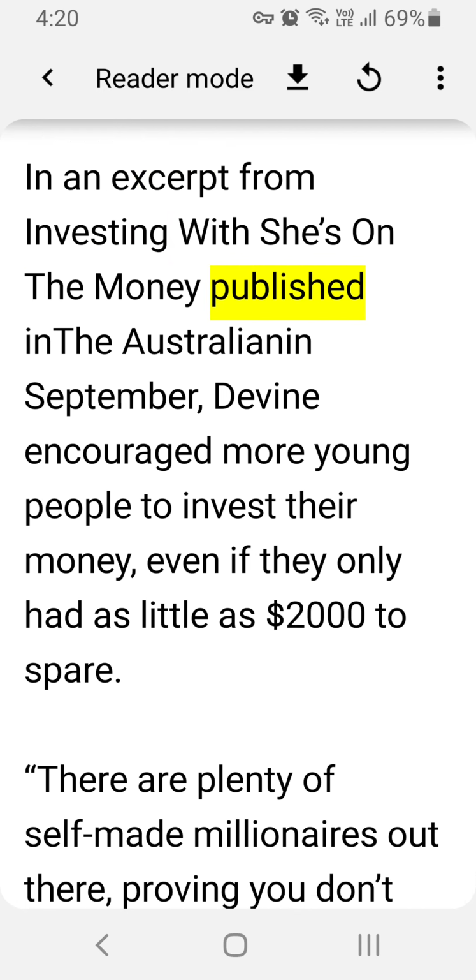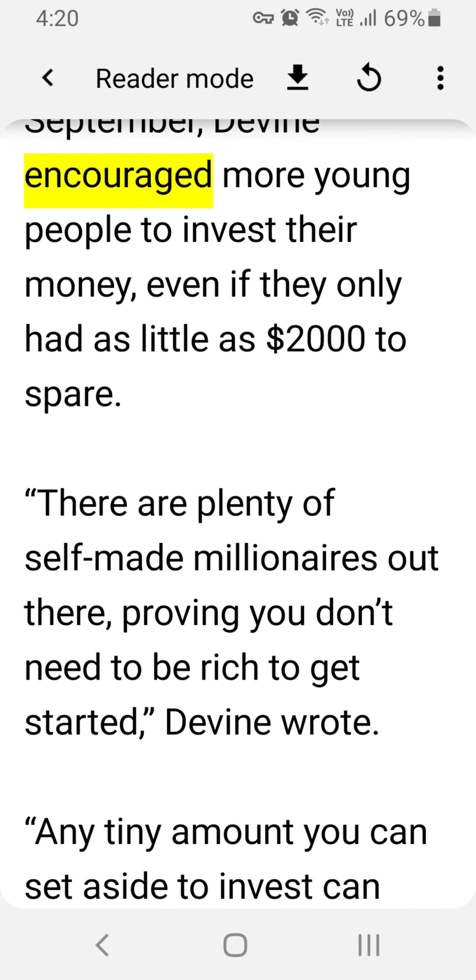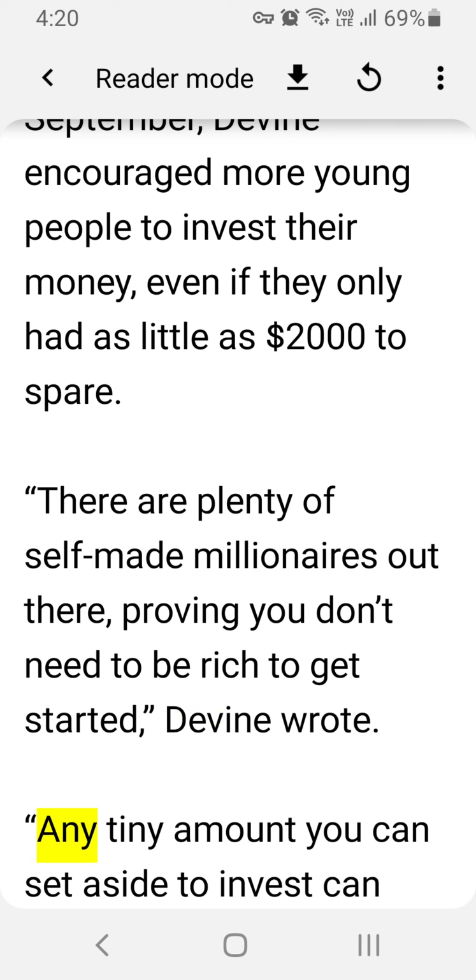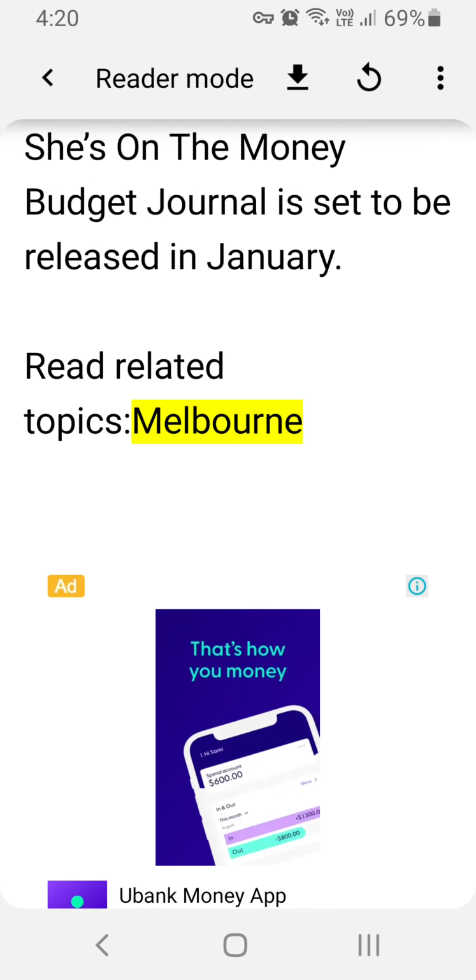In an excerpt from Investing with She's on the Money published in Australiana in September, Devine encouraged more young people to invest their money, even if they only had as little as $2,000 to spare. There are plenty of self-made millionaires out there, proving you don't need to be rich to get started, Devine wrote. Any tiny amount you can set aside to invest can help grow your wealth. She's on the Money Budget Journal is set to be released in January.